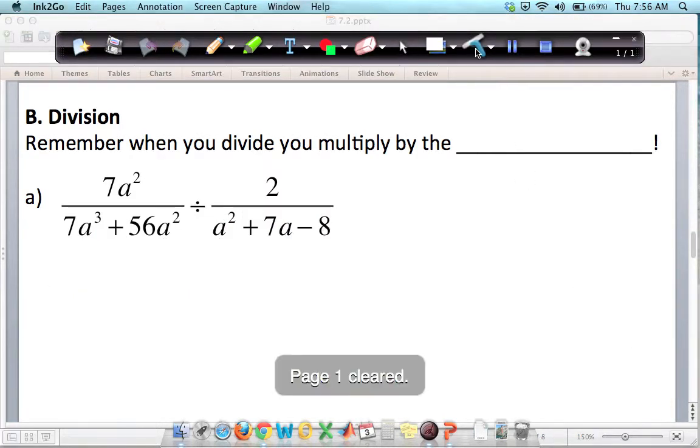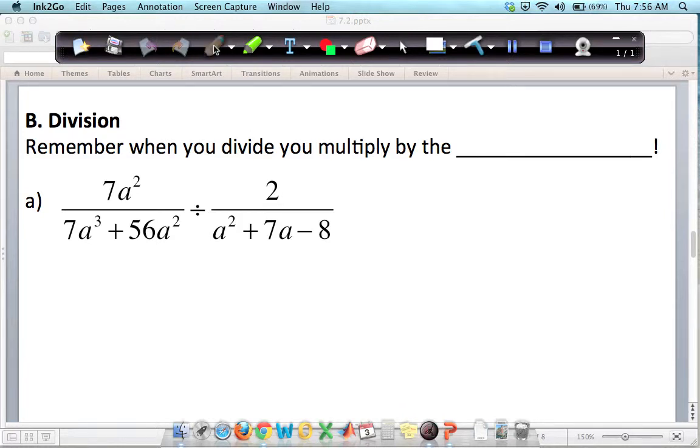Okay, so now division is very similar. The only difference is you have to remember when you divide fractions, this is true for any fractions, you need to multiply by the reciprocal. So this is the first step that you need to do before you actually go ahead and simplify. So I'm going to rewrite this whole thing as a multiplication problem.